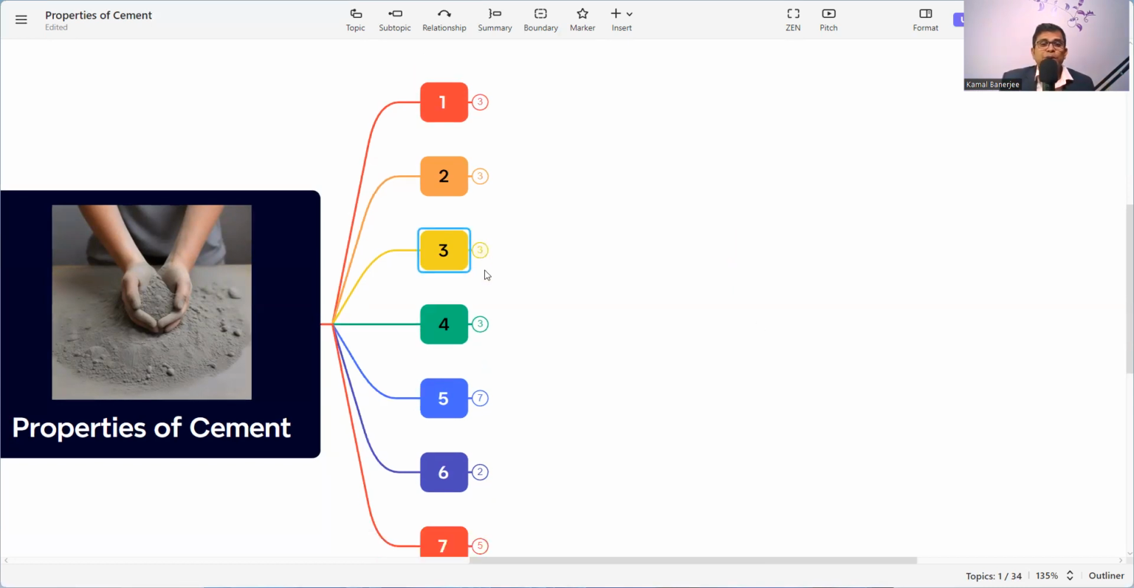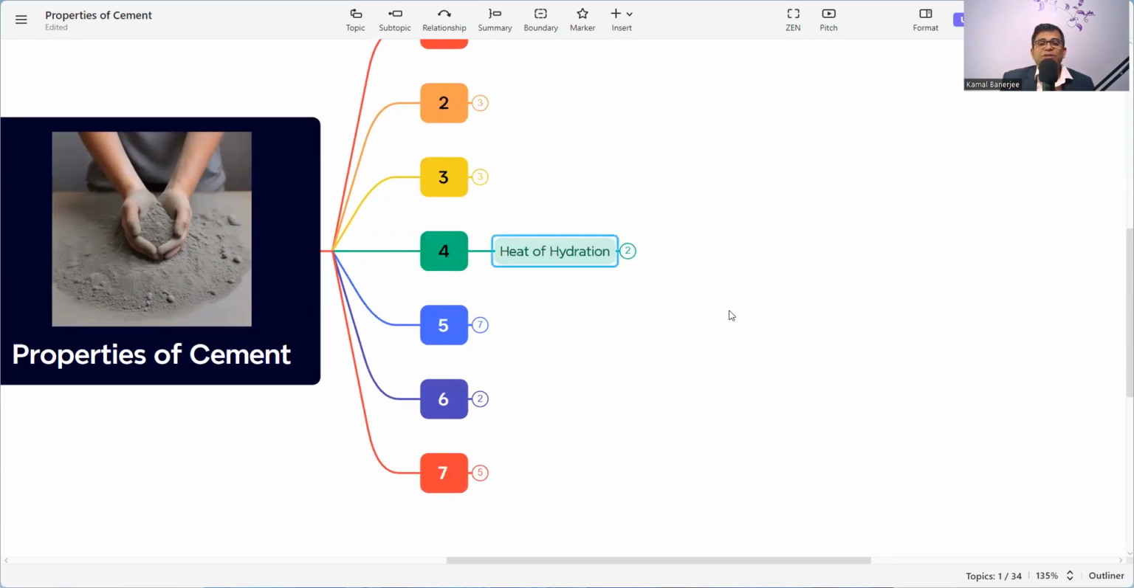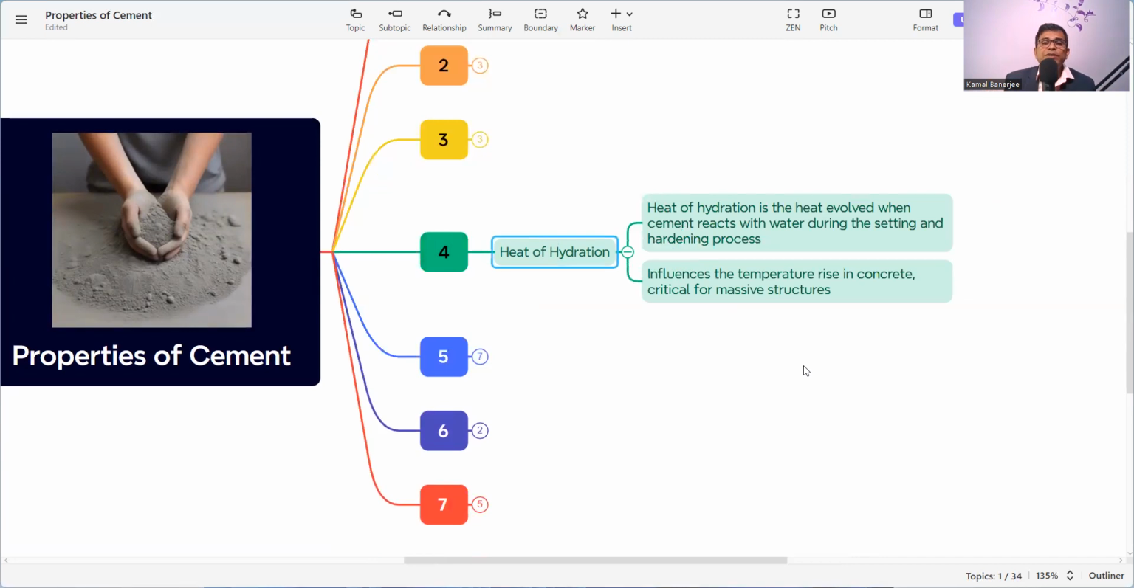So fineness, soundness, compressive strength. Then comes heat of hydration. What is heat of hydration? Heat of hydration is the heat evolved when cement reacts with water during the setting and hardening process.